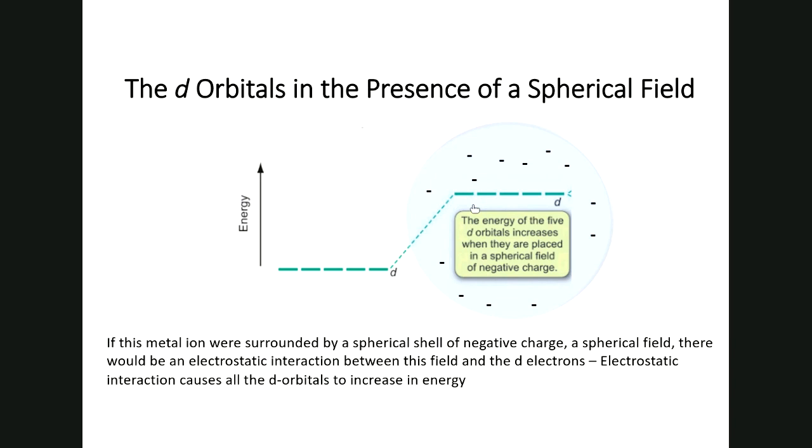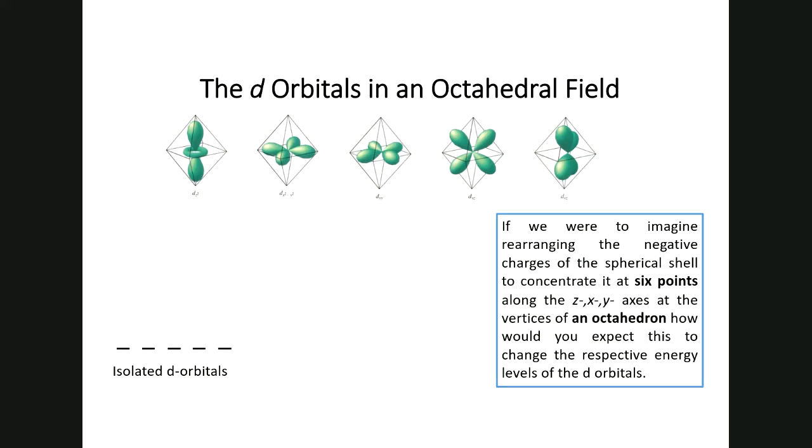So for a spherical field, the negative charge is going to be equal for all my d orbitals. They'll rise in unison. So what happens now if I were to place this in an octahedral field? What I'm showing you here are the 5 d orbitals placed in octahedrons. I know for those of you who have done this before, I've read ahead, it's going to split. But how is it going to split?